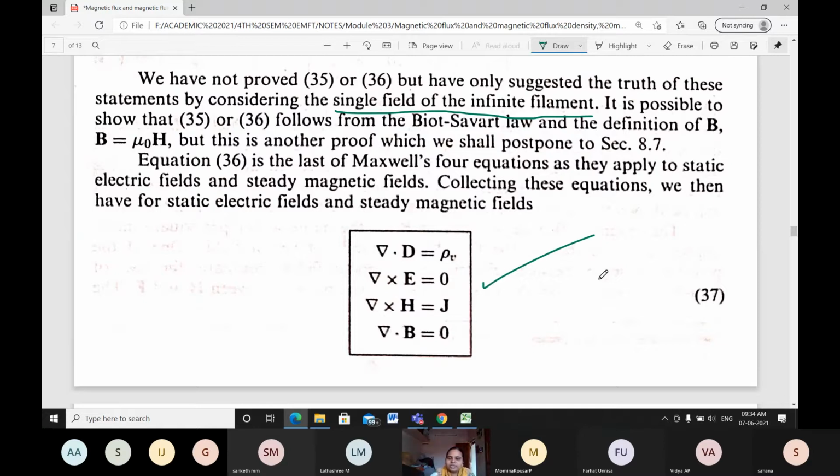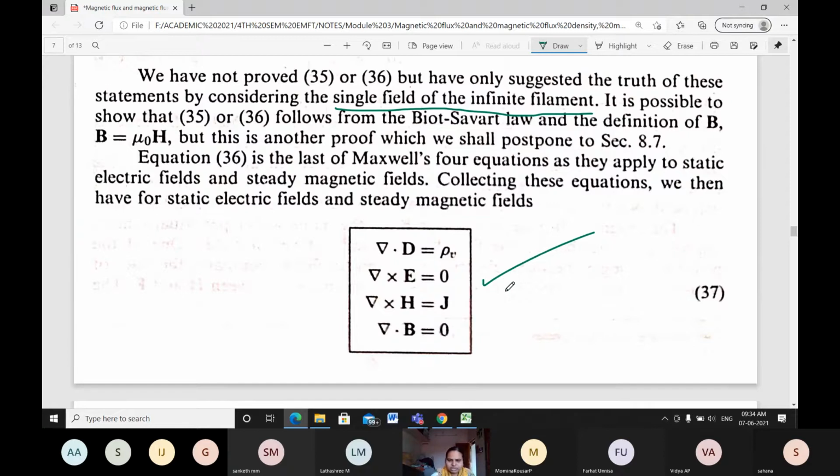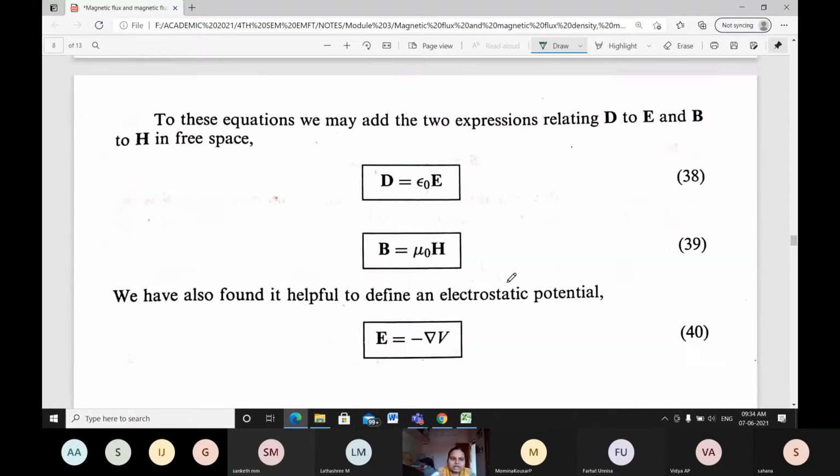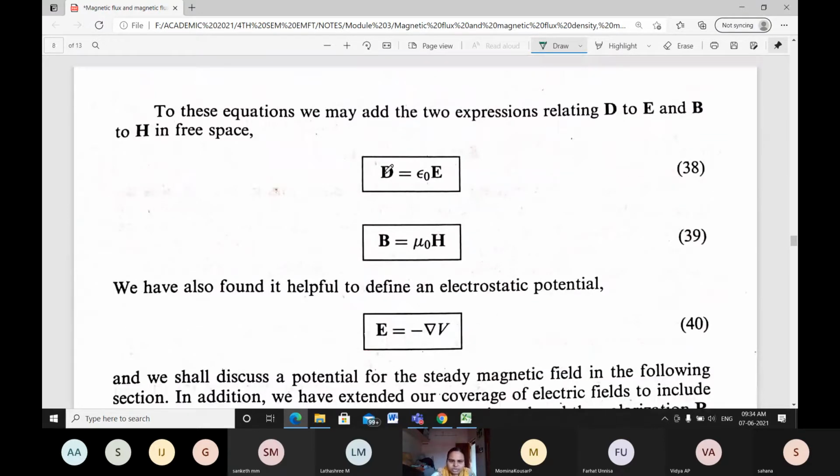These are Maxwell's four equations. Next, along with these equations, we take two expressions relating flux density and electric field intensity, in terms of the magnetic field and the electric field. D is going to be epsilon naught into E, and B is going to be mu naught into H.